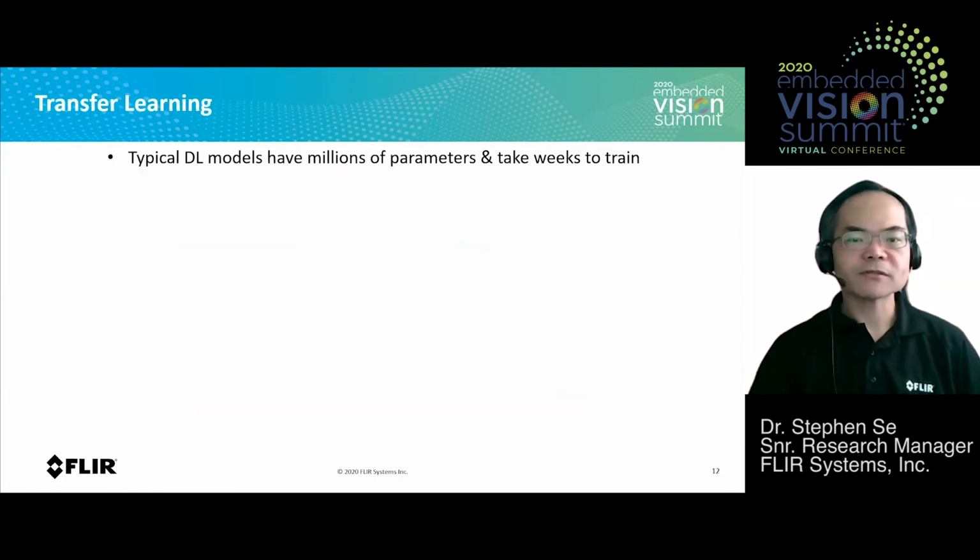Typical deep learning models have millions of parameters and take weeks to train. For example, models for the ImageNet Visual Recognition Challenge were trained on multiple powerful GPUs over a few weeks using over 1.2 million training images. What if you don't have a million training images for your application or don't want to wait for weeks of training?